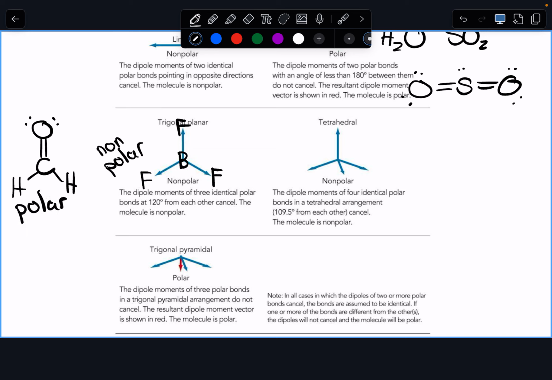You have polar bonds, they're arranged in a way or they have different strengths such that they can't cancel out each other. That's when you're saying it's going to be polar.